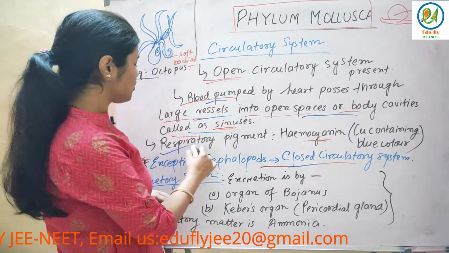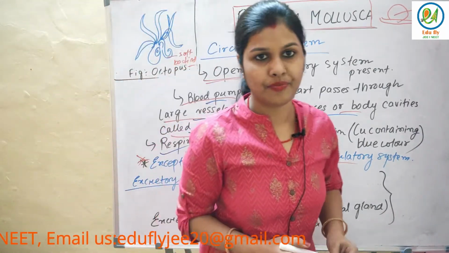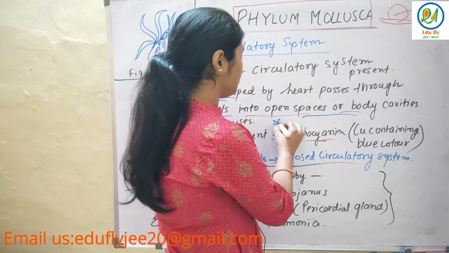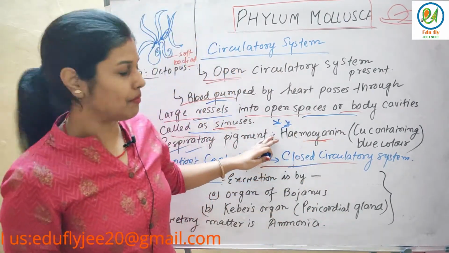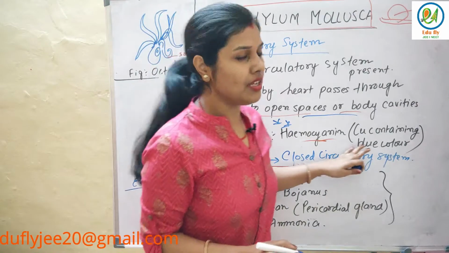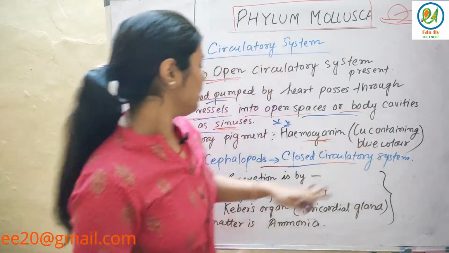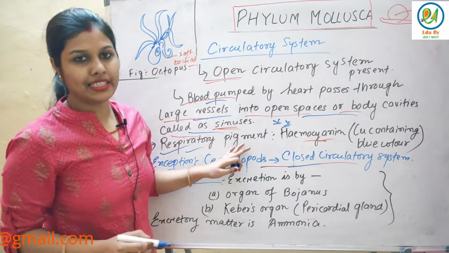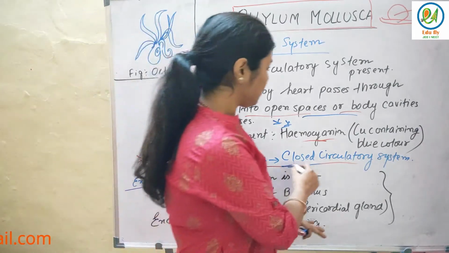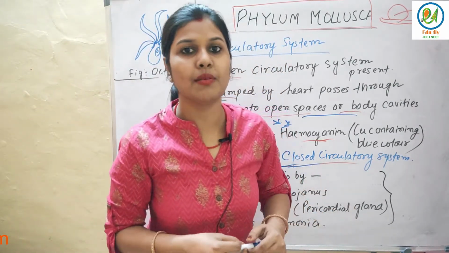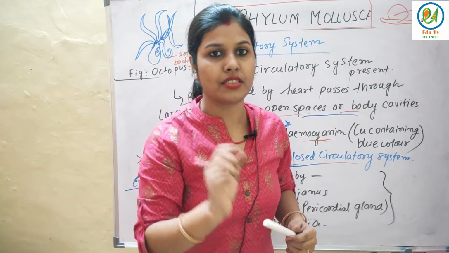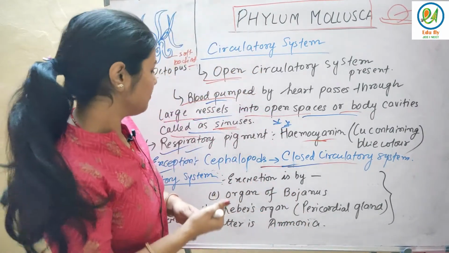And what is the respiratory pigment? Hemocyanin. So remember this from NEET point of view. Hemocyanin is a respiratory pigment present in case of mollusk, that is copper containing and blue in color. Fine. There is always an exception: cephalopods. Cephalopods have a closed circulatory system. That means the blood passes into the blood vessels. They don't have an open circulatory system.